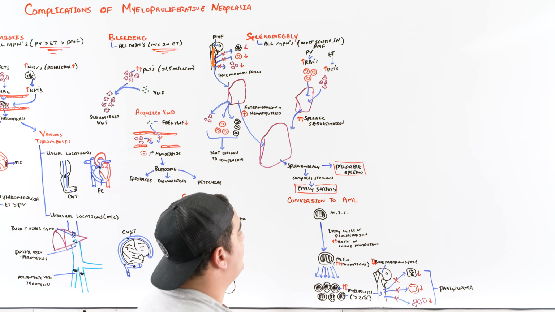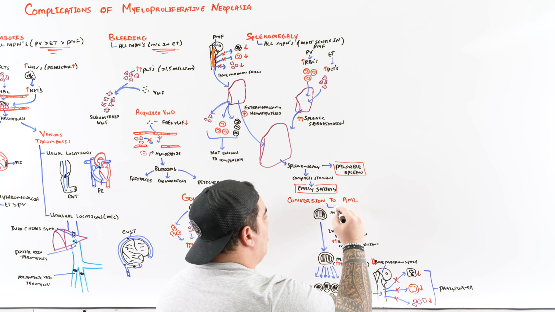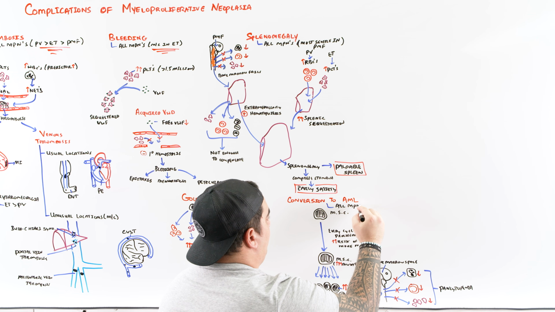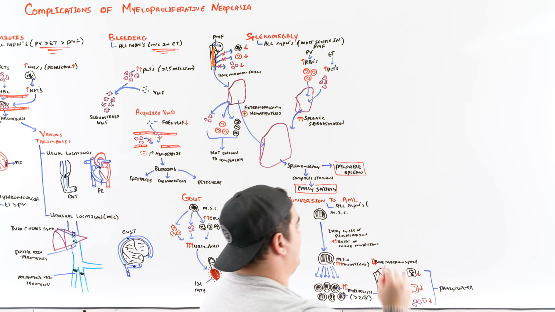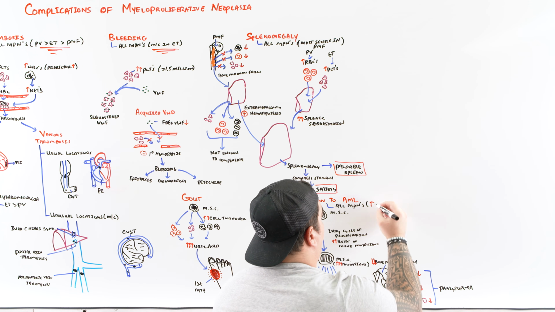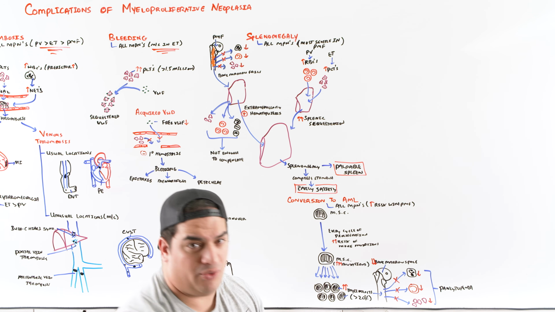And again, we can see this present in all myeloproliferative neoplasias. However, the highest risk exists with primary myelofibrosis. Primary myelofibrosis. So that's really important to remember.